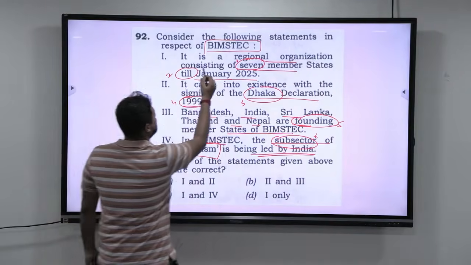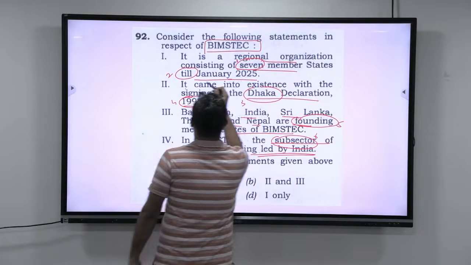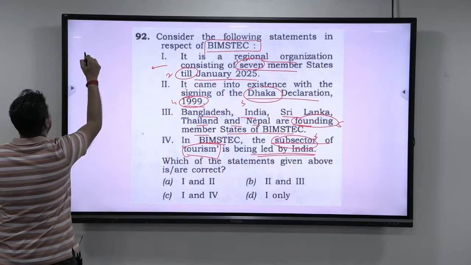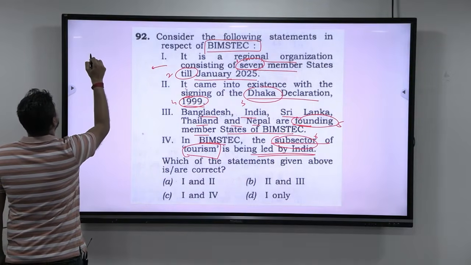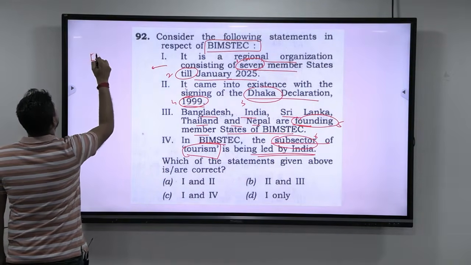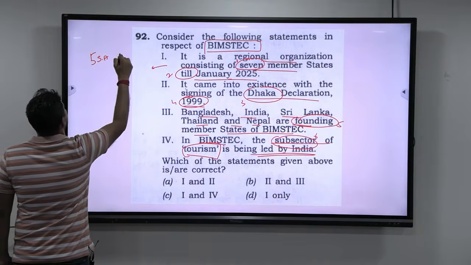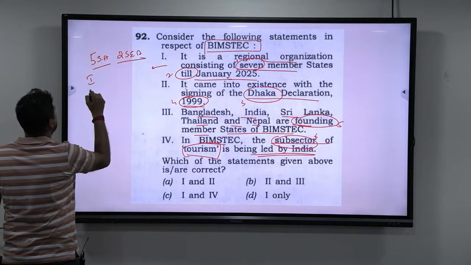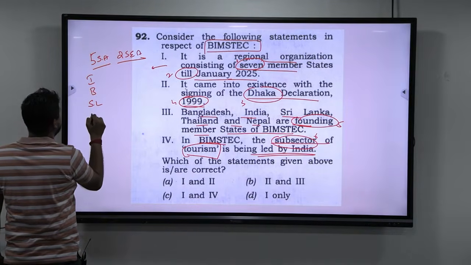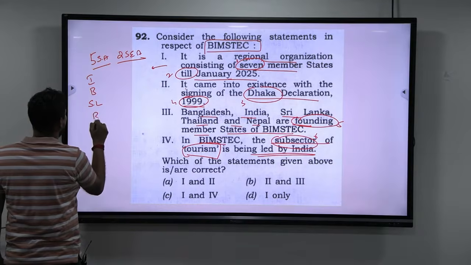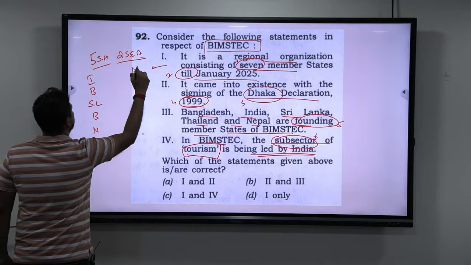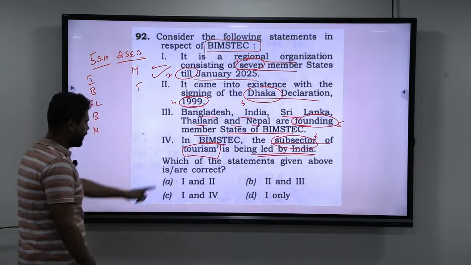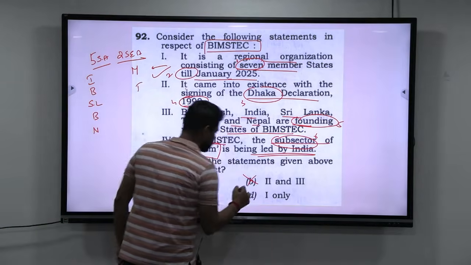Look at this. It is a regional organization consisting of 7 member states till January 2025. Okay. If you look at this, till January 2025, you have BIMSTEC. In BIMSTEC, you have the 5 South Asian nations and 2 Southeast Asian nations. So here you have India, Bangladesh, Sri Lanka, and then you have Bhutan, Nepal. This side you have Myanmar and Thailand. So this particular statement is correct. So 1 is correct, but you can remove this.